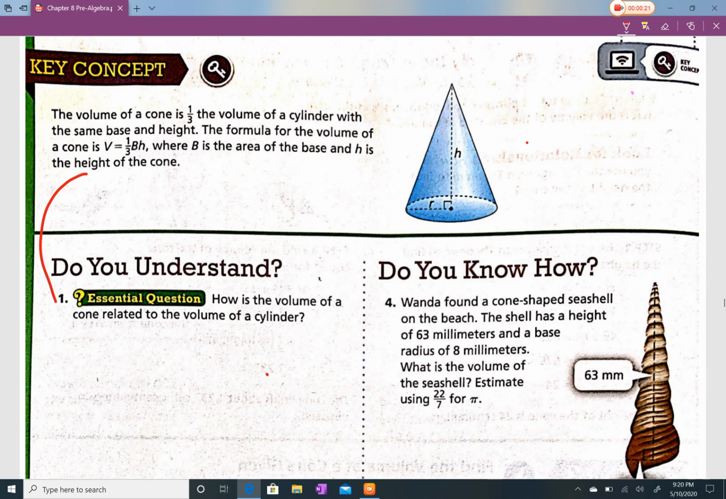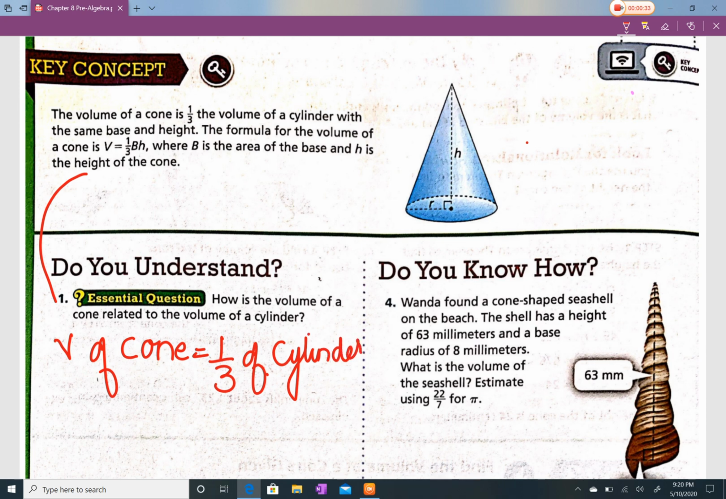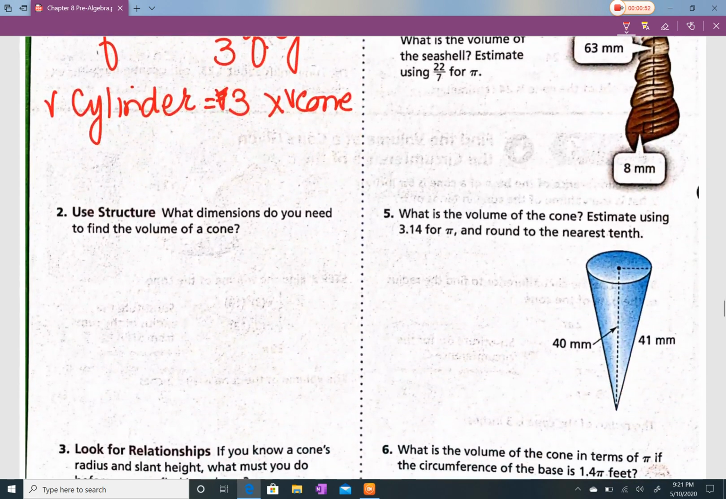But we can write that the volume of a cone is equal to 1/3 of the cylinder. Or you can also write that the cylinder is 3 times the cone. I'm talking about the volume, okay? Volume of a cylinder and volume of a cone. The volume of a cylinder is 3 times the volume of a cone.